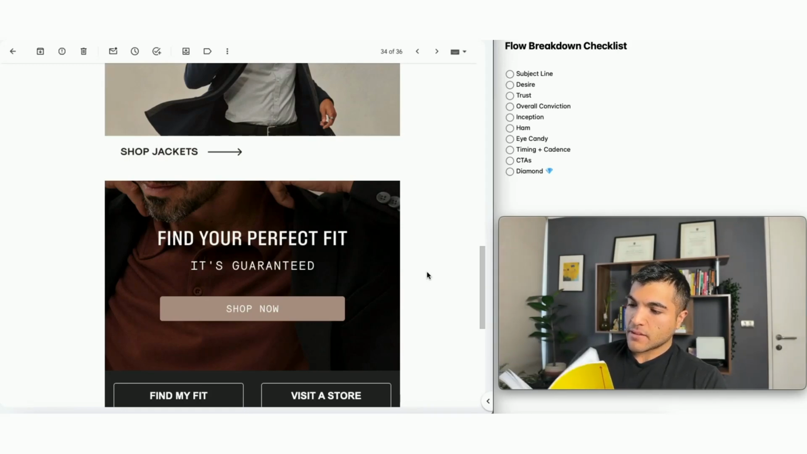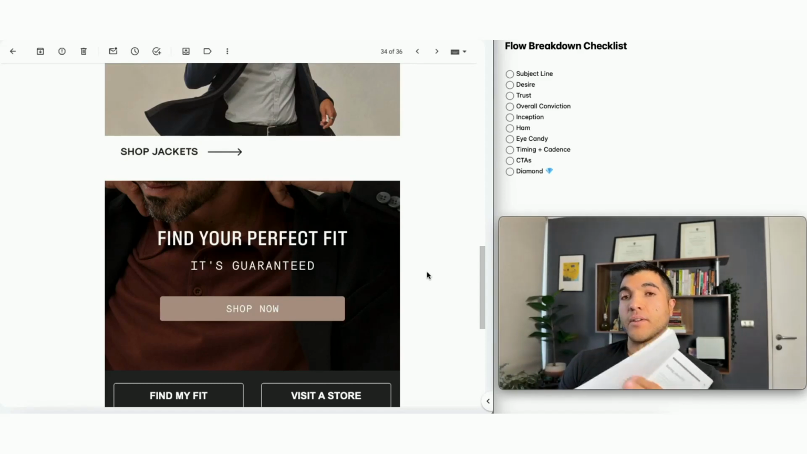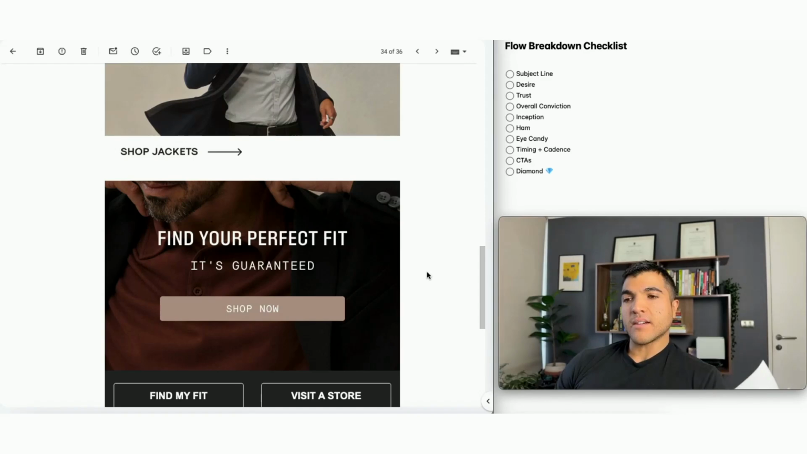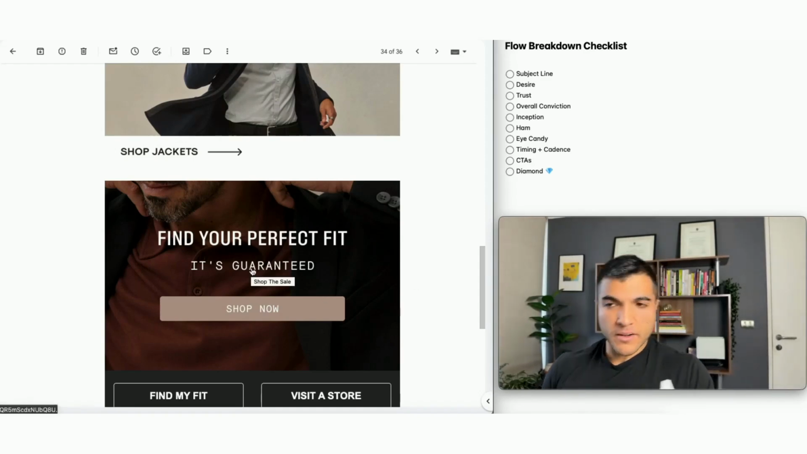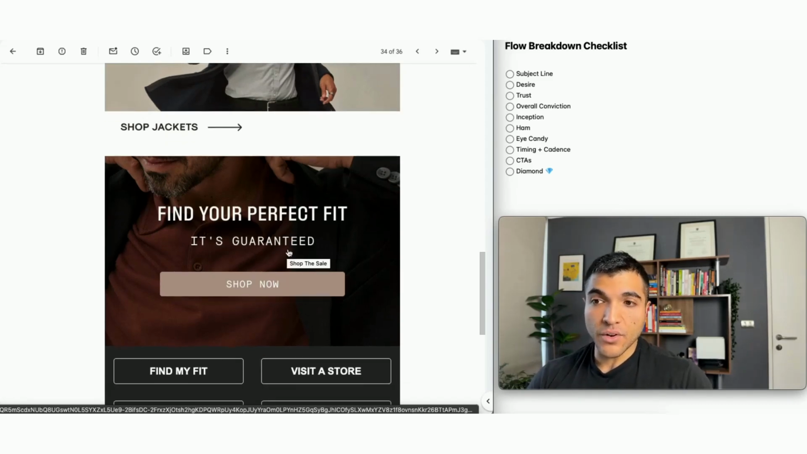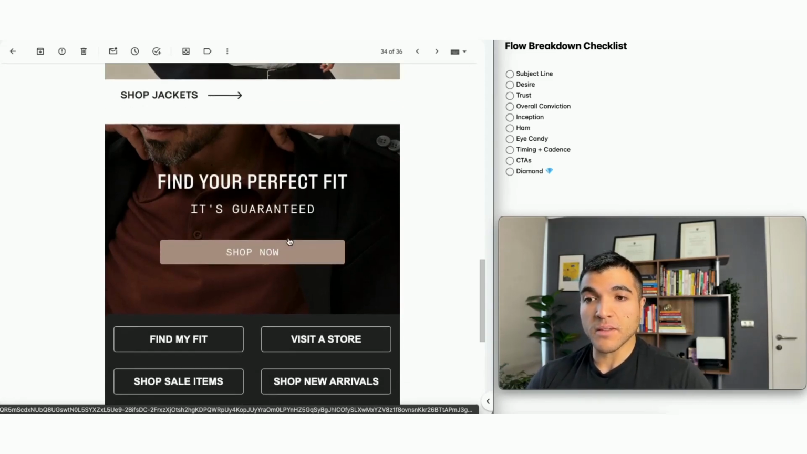Now, chapter 7 is one of the most important, and that is on specificity. Being specific, right here. What is guaranteed? What do they mean with guaranteed? Find your perfect fit is guaranteed. Guaranteed to what? I don't know. It's not clear. It's not specific. What do you mean by this?